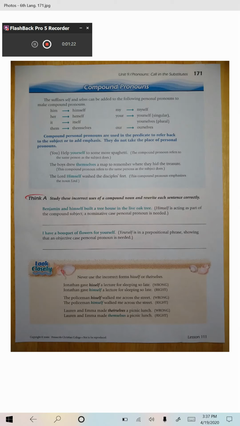All right. So pronouns, though, can be compound. And the way they can be compound is if we add the word self or selves to them.